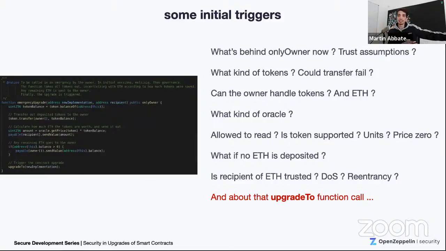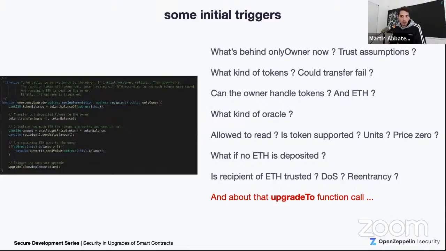What kind of tokens are we integrating in here? If it's any token, could that transfer fail, and this emergency upgrade perhaps couldn't even be triggered? Could the owner of this contract handle the tokens that we are sending to it, or the ETH that we are sending to it? Could the recipient be able to handle ETH or not? What if the recipient is a smart contract, doesn't have a payable function, and we are trying to push some ETH to it? Perhaps the upgrade could fail. What kind of oracle are we integrating with? Could that oracle introduce some unexpected attack vector on this emergency upgrade function that we are seeing?